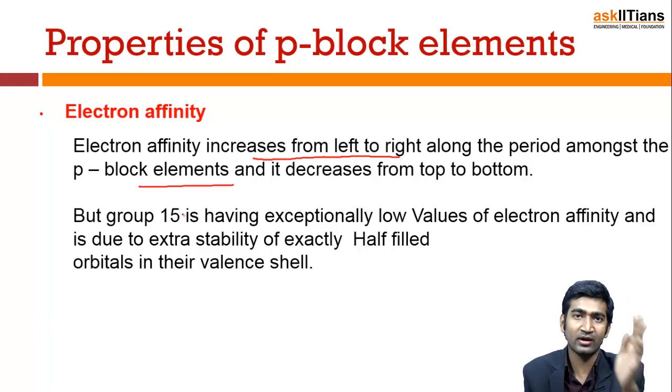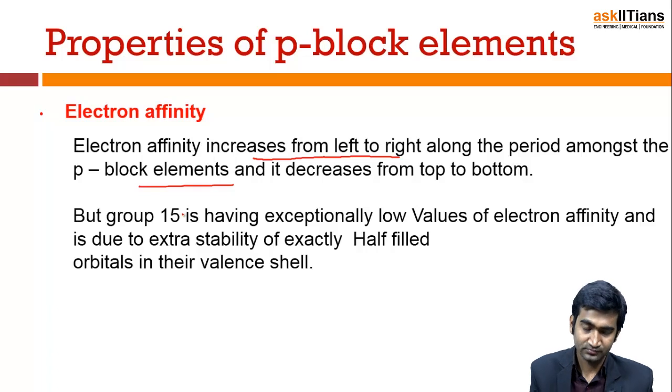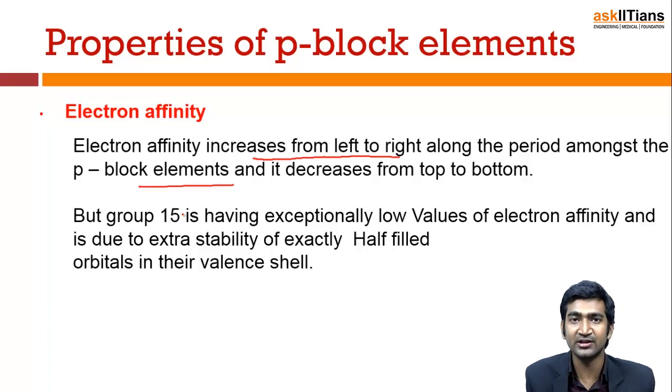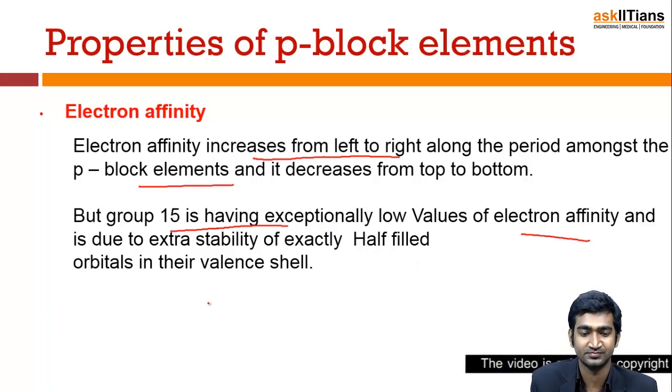If I move from left to right, then my electronegativity will always increase because it will have the tendency to accept the electron more quickly. So it will increase. But there is some exception here. Group 15 has exceptionally low values of electron affinity, and this is due to what? Extra stability. If you remember in the chapter of structure of atom in class 11th, you must have read half filled and full filled are more stable.